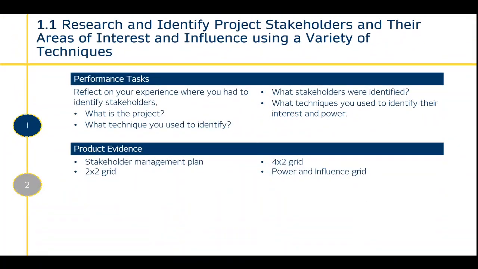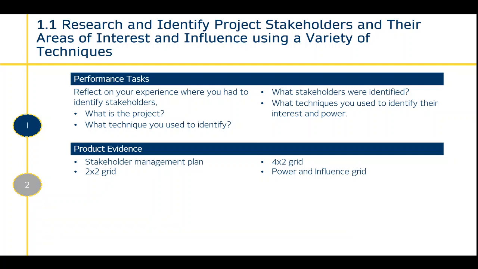Let's start with the first criteria, 1.1: research and identify project stakeholders and their areas of interest and influence using a variety of techniques. So this is the first step in the planning stage, where you will identify stakeholders. The first step is to find out who your stakeholders are. Often this can be quite difficult because there are lots of individuals or groups of people or even organisations which are a stakeholder, but it's quite difficult to identify them as such. Generally speaking, anyone who has an interest or any influence in your project would be considered a stakeholder.